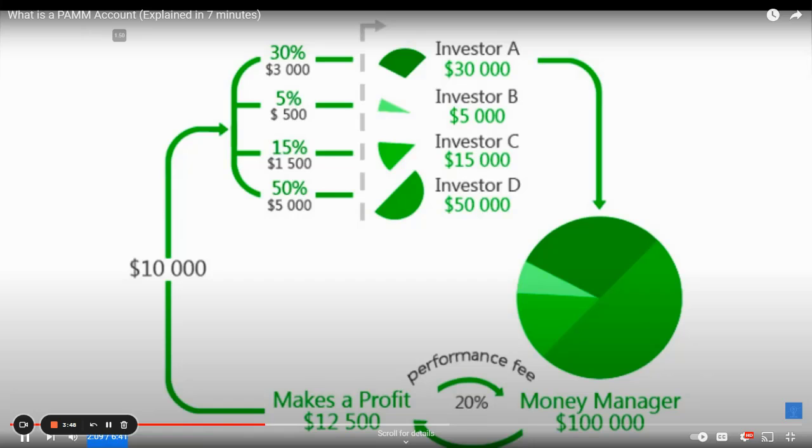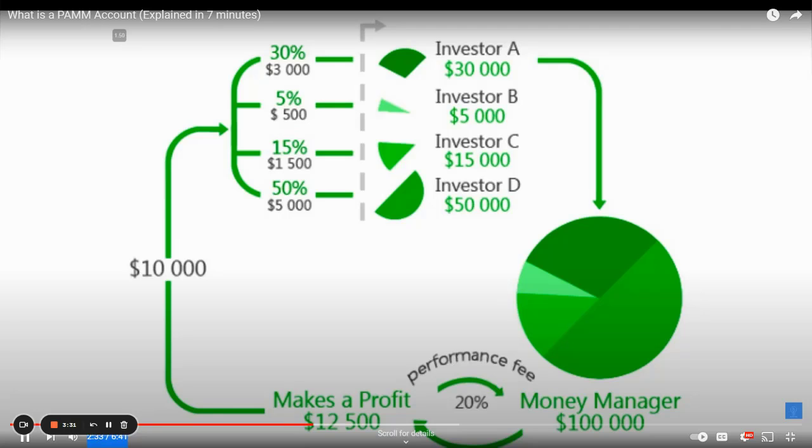So as I mentioned, a PAM account consists of pooled money. As you see here, we have four different investors. And keep in mind, a PAM account can have more than four investors. You can have hundreds, thousands, or even hundreds of thousands of investors. But for this example, which I've used in a previous presentation, we have four investors, investors A, B, C, and D.